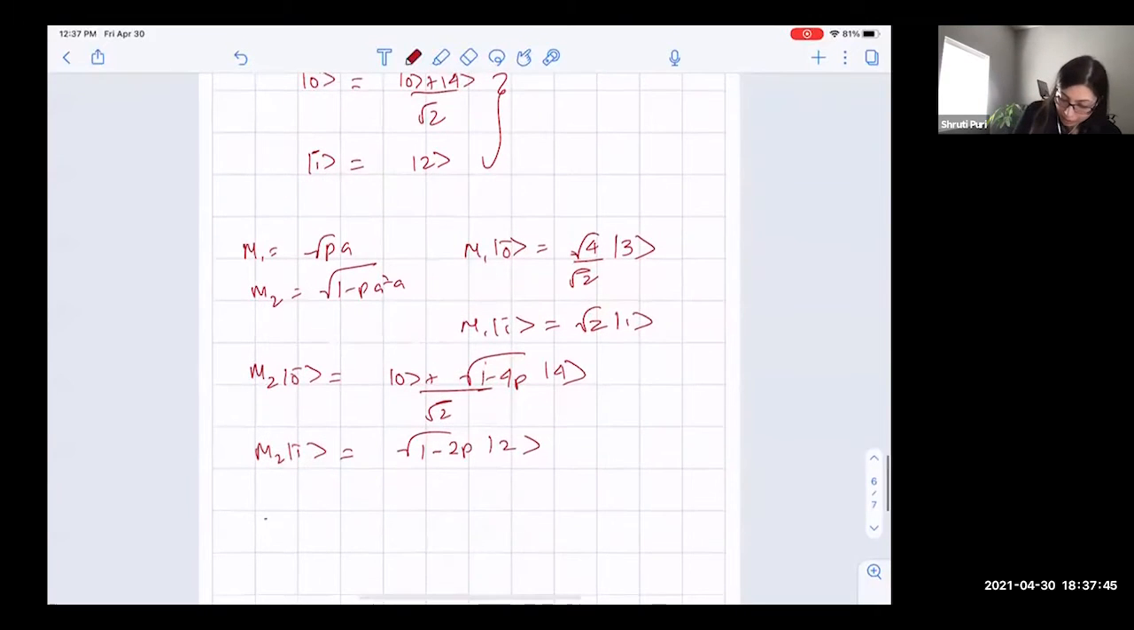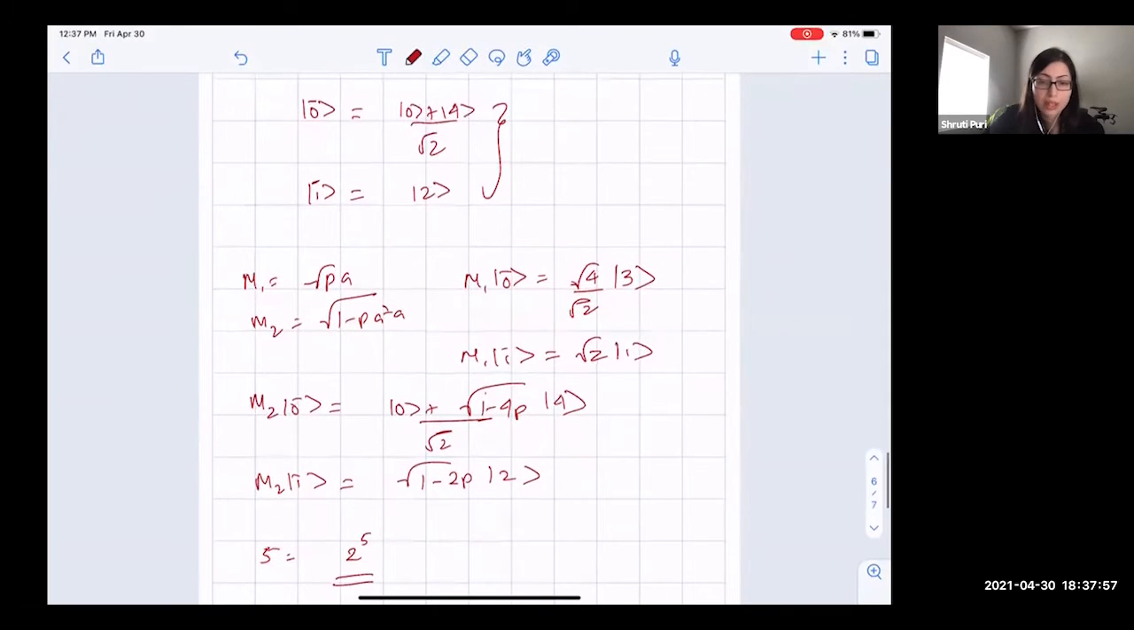So 5 qubits is like a Hilbert space of 2 to the 5, right? So you were using a much larger Hilbert space with 5 qubits. Whereas here, you're just using up to 4 levels of your harmonic oscillator. I think it's pretty amazing that you can do this.